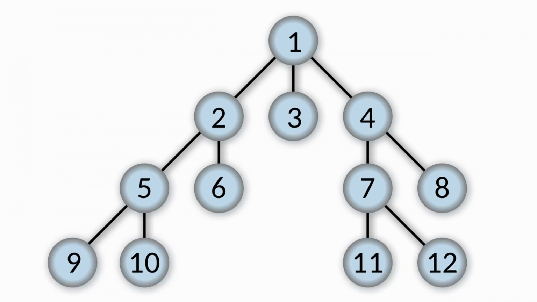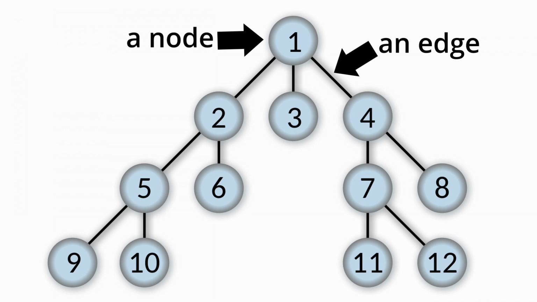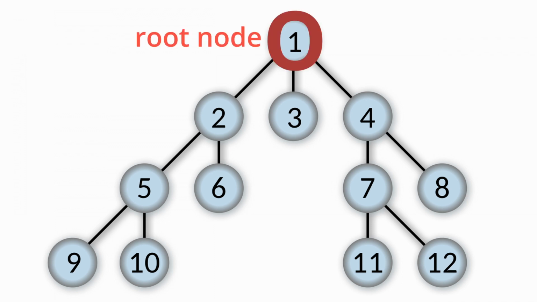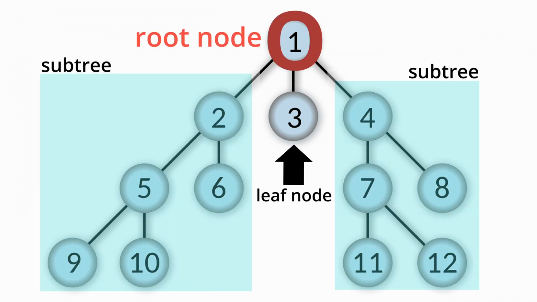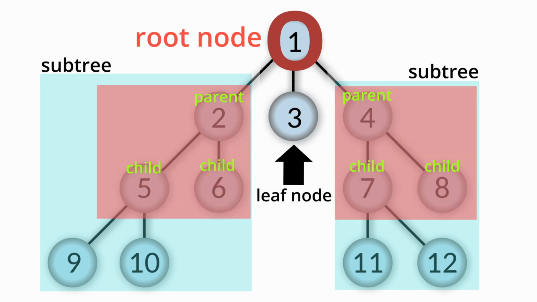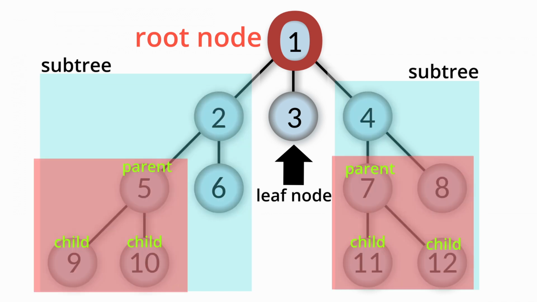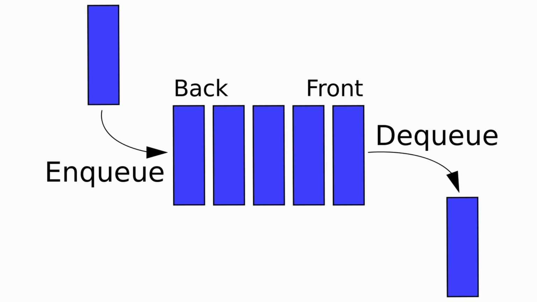A tree is just a set of linked nodes organized in a hierarchical way such that there is a root value and subtrees of children with a parent node. The way that we traverse a tree in a breadth first or level order manner is by making use of a queue. A queue is a data structure which is essentially a linked list where items are added and removed in first in, first out order.